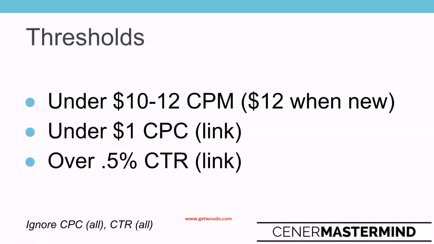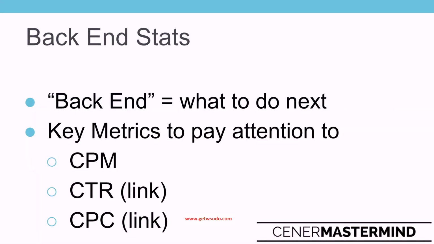So these are the thresholds. $10 to $12 CPM, under $1 CPC, over 0.5 CTR link click. And these are specific to website conversion ads. Your metrics will be a lot different if you do something like PPE or video view, etc. So these are numbers for website conversion. So the backend stats you see over here, I say they answer the question, what do you do next? Okay, what do you do next?